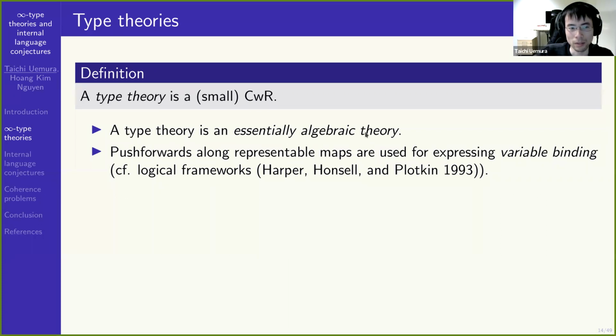But also type theories are involved with variable binding, right? And variable bindings are, well, for example, in logical frameworks, variable binding is expressed by dependent function types. So in that sense, push forward along representative maps are used for variable binding. Yeah, so these are rough intuitions for why type theory is categories with representative maps.